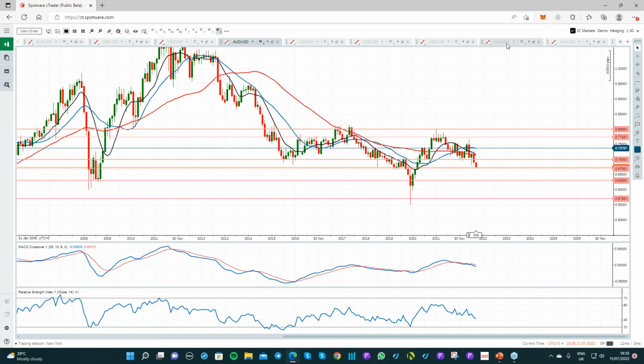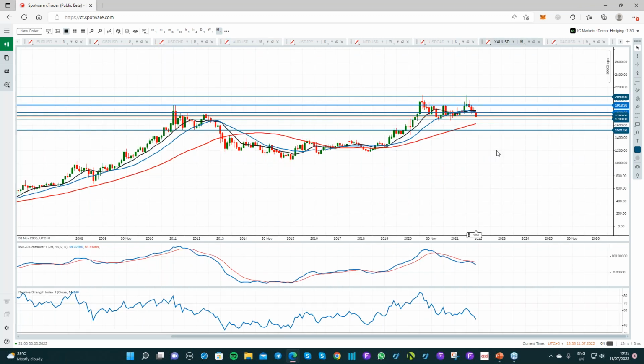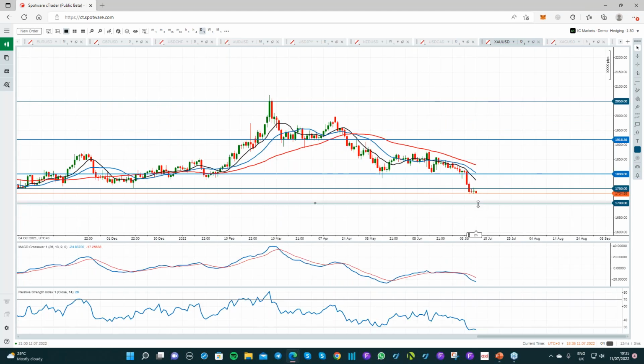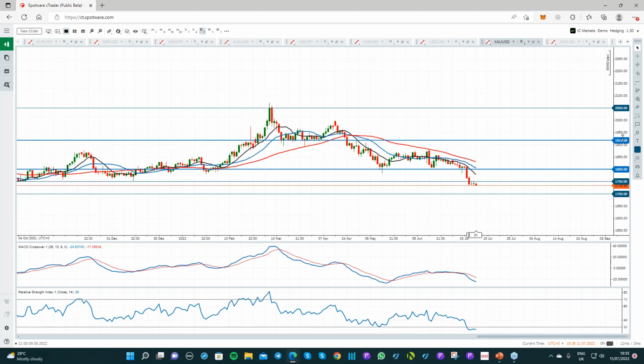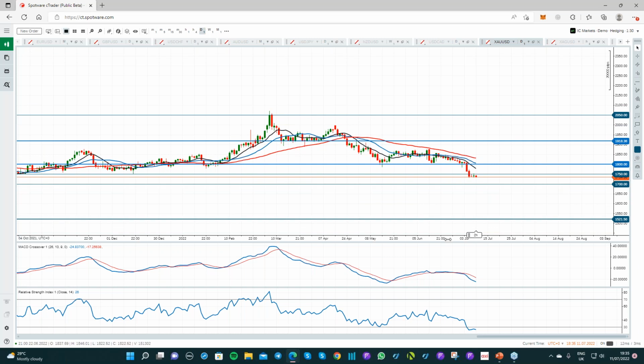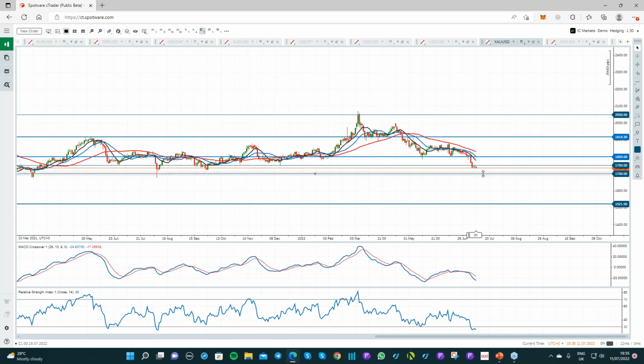So we'll go back to gold, and just to point out that, so this is my next level of support here. I'm back on the monthly, but let's go back to the daily. This is my next level of support. I'm looking for price to head down to there, but if price breaks down through that level, next level of support is, I know I moved that a little bit, it was at 1525. That's the next level of support.